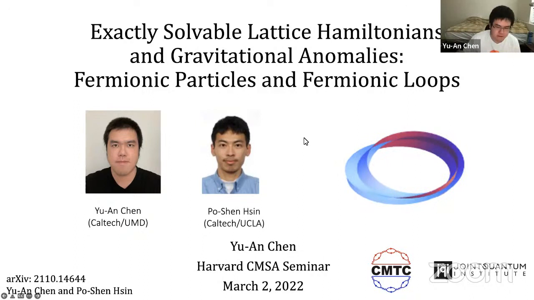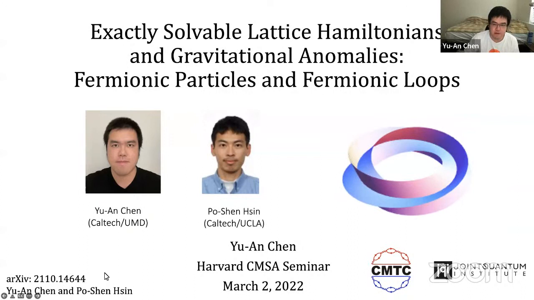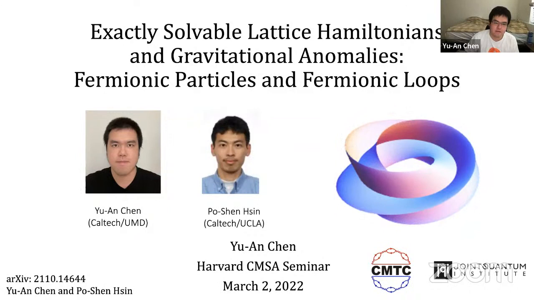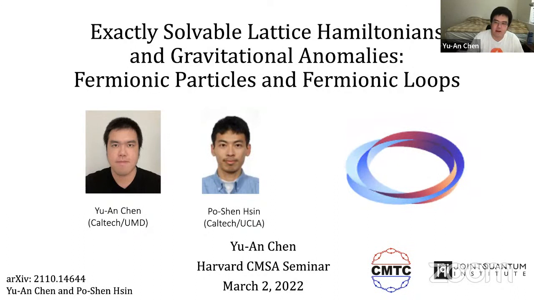Yeah, thank you, Juven, for the nice introduction. Today I will talk about my recent work with Paulson, with the paper's arXiv number below. It's about how we construct exactly solvable lattice Hamiltonians for gravitational anomaly. In particular, we show that the boundary theory will host an anomalous theory which has the fermionic particle and fermionic loop. So in this talk, I will try to define the meaning of fermionic loop.